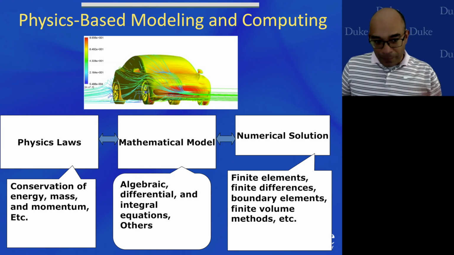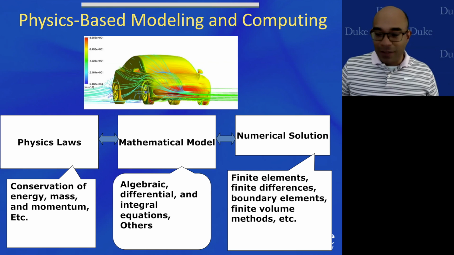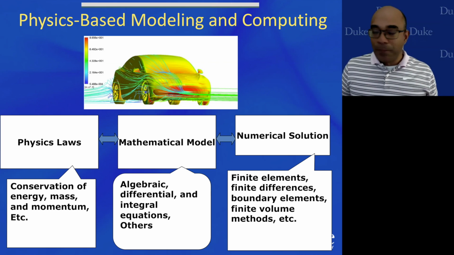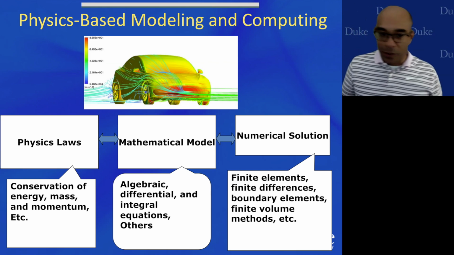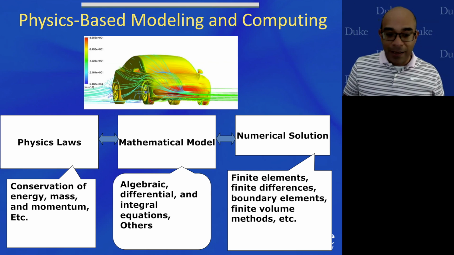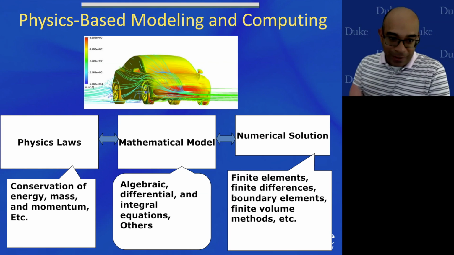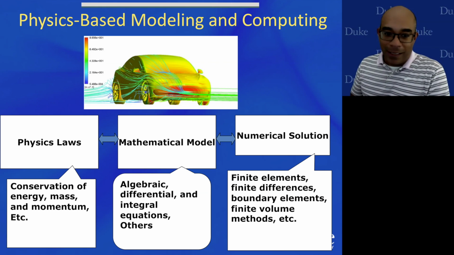So the foundation here is that we start with physics laws, like conservation of energy, conservation of mass, and so on. Then based on those laws, we build a mathematical model that will allow us to answer the questions at hand. Most of the time in my group, these models come in the form of differential equations, partial differential equations. The quantities that we are interested in, for instance, the velocity at a point in the car, you cannot find in an analytical way. You cannot write a formula that will give you this in the system.